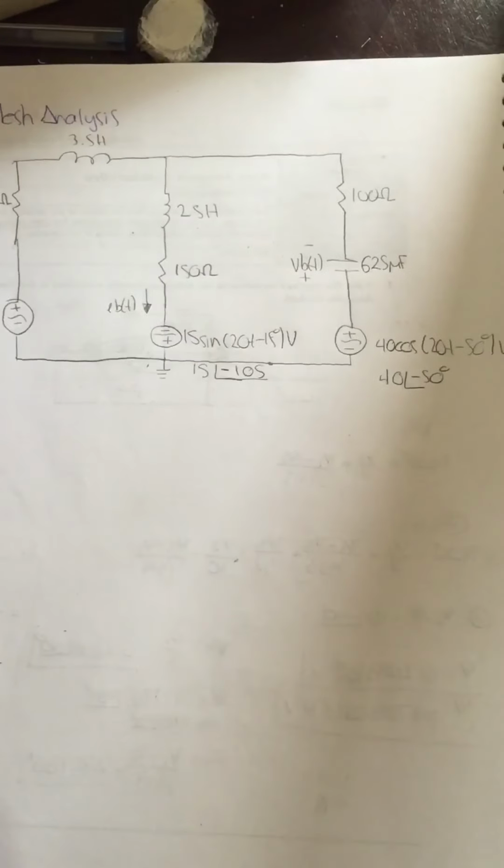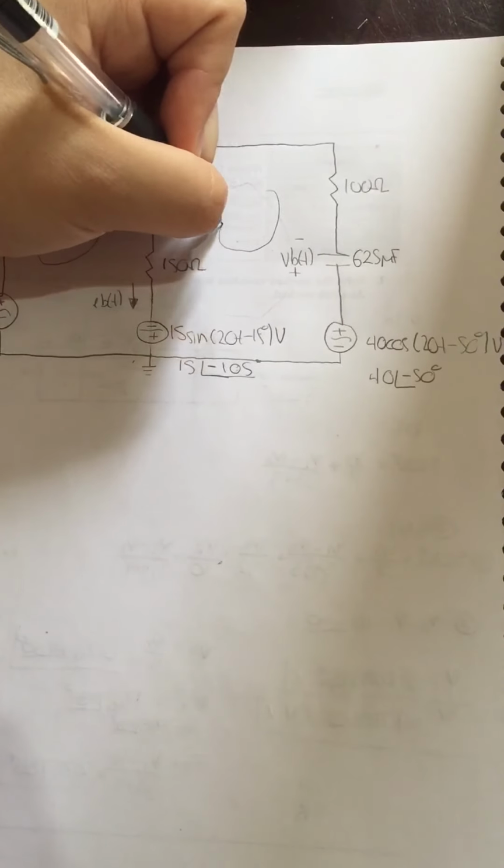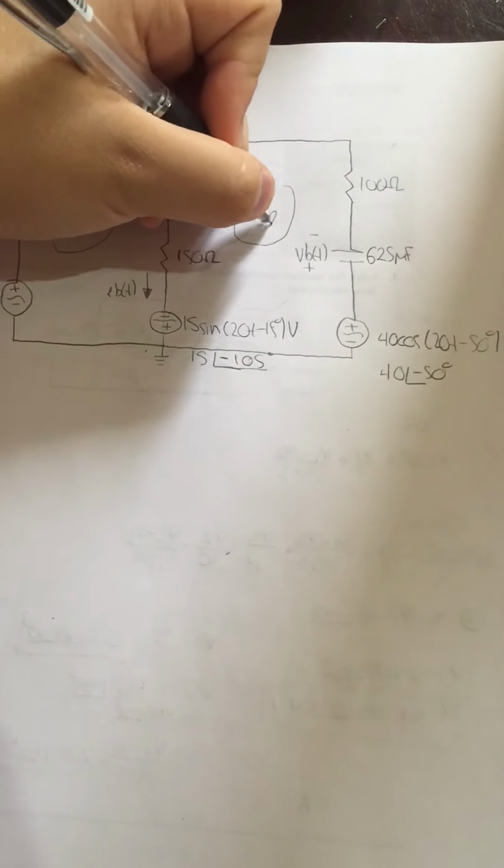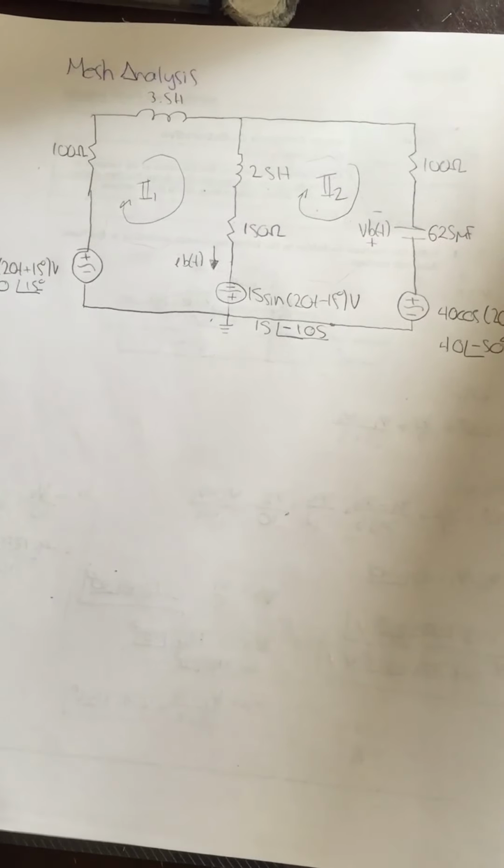it's a cosine. So in mesh analysis, what we need to do is divide all the mesh, which this is one mesh and this is another one. So in this case, I'm going to use this one as I1 and this one as I2. We have two meshes, and as we know, Kirchhoff voltage law, we can apply that on here. So we're going to start from here on mesh 1.